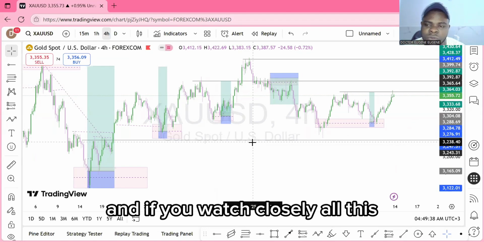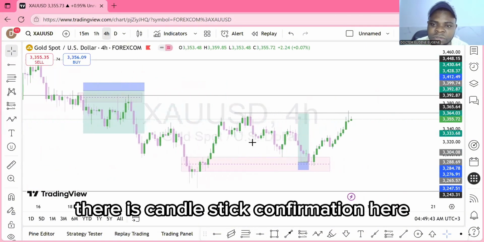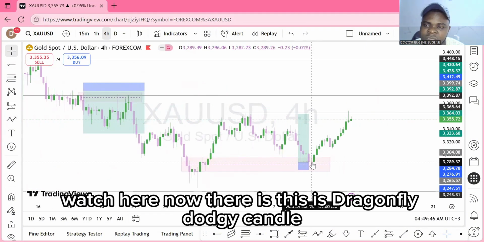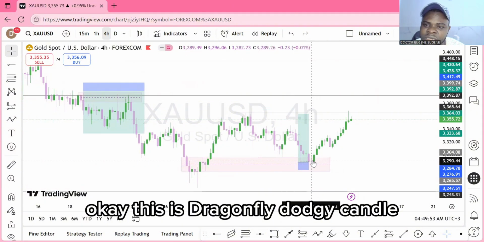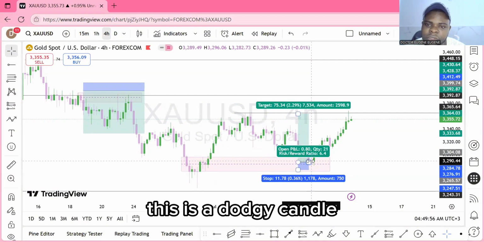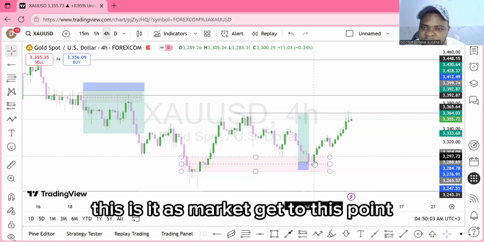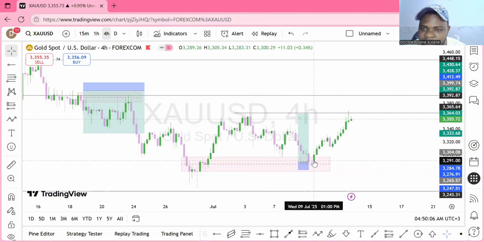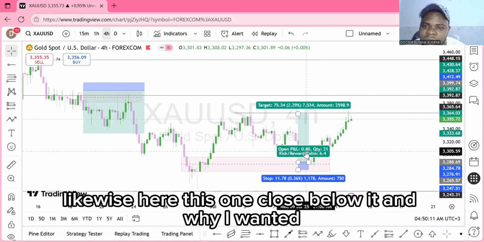And if you watch closely, all this on my entry time frame, there is candlestick confirmation here. Watch here now. This is a dragonfly doji candle, or let's just say a doji candle. This is an indecision candle. And as the market gets to this point, another candle goes up and closes above it. Likewise here, this one closes below it.